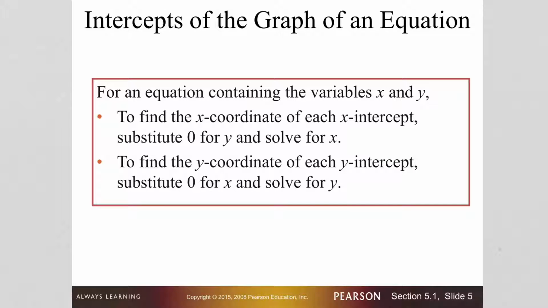Okay, so this page says that you can actually graph a line using the intercepts. In order to find the x-coordinate of the intercept, you substitute 0 for y. In order to find the y-intercept, you substitute 0 for x. So let's take a look at what that means.